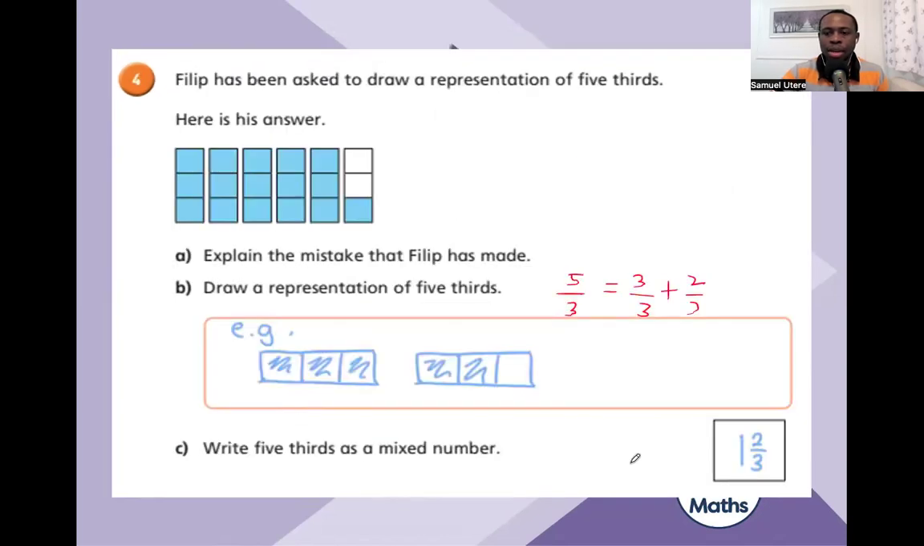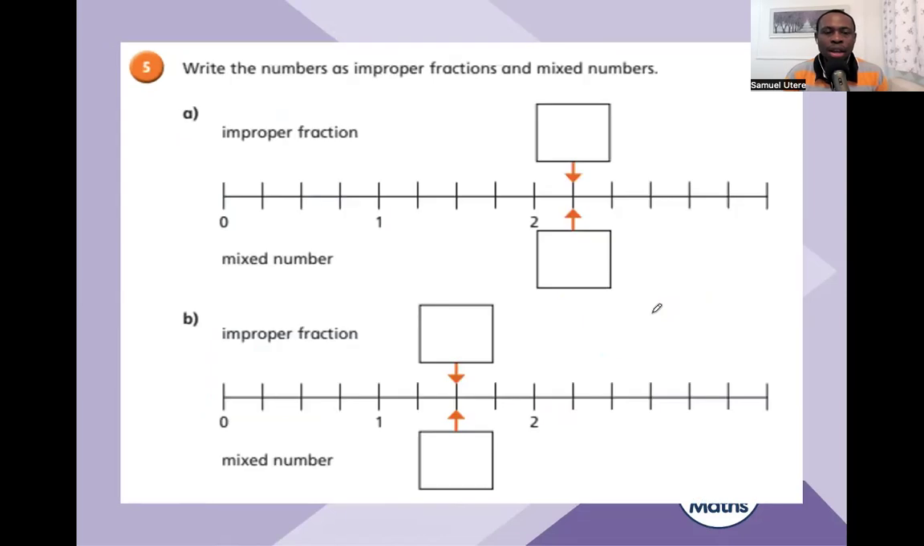Another way of looking at this to write it as a mixed number, I want to comment really quickly, is to say, if I have 5/3, what is 5 divided by 3? It's 1. My remainder is 2. So I'll write 2/3. We're going to look at this in the next part of our lesson. Pause the video and answer question 5 in 3 minutes.